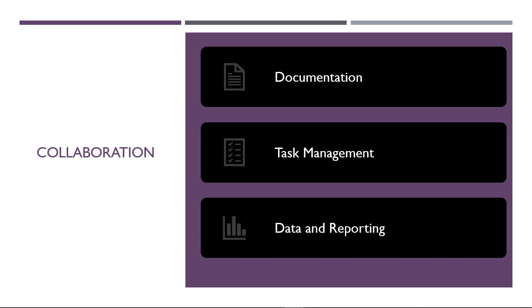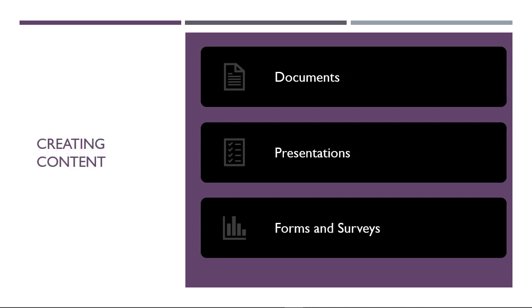We also have collaboration, which includes documentation where we can do co-authoring or share documents, task management through many different applications, or data and reporting. These are just some examples of the ways that you can collaborate in Teams. And then we have creating content, such as documents, presentations, but also other applications within Office 365, like forms and surveys. Of course, these aren't all of the tools. I'm just trying to give you some ideas of how you might communicate, collaborate, or create content together.